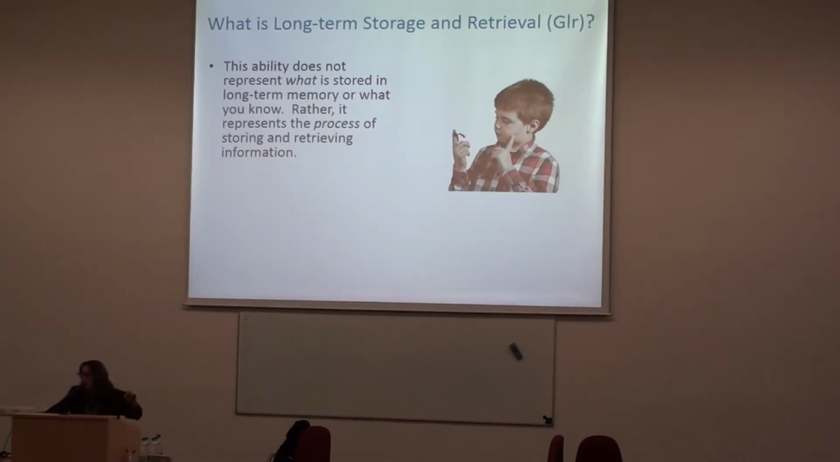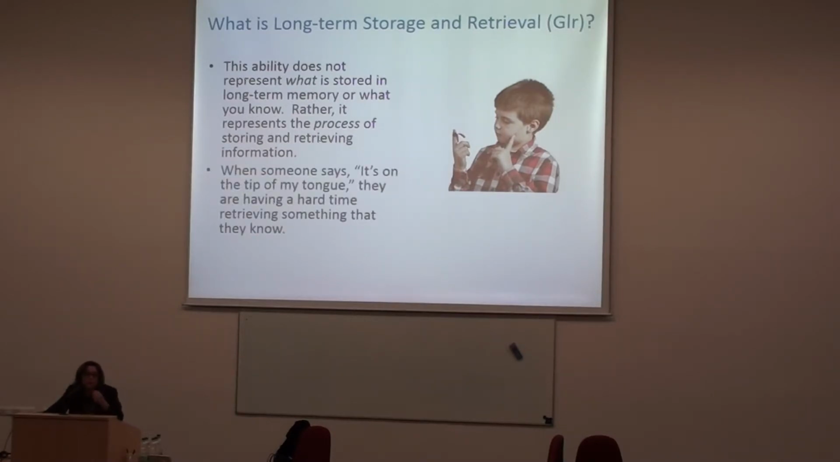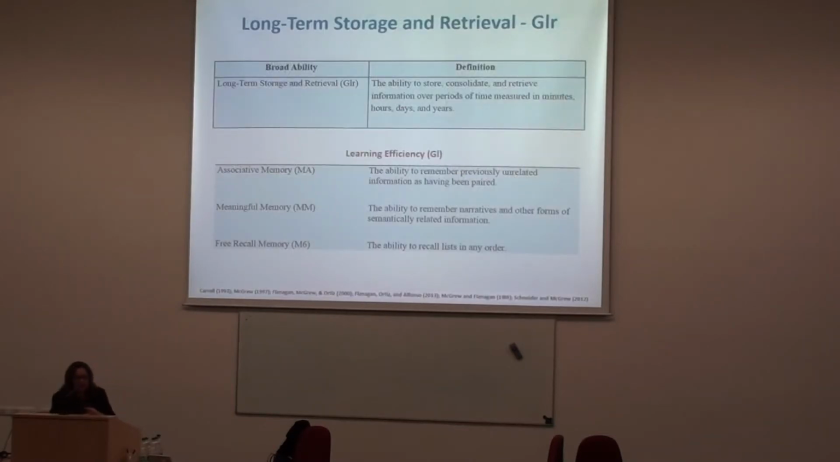GLR is not what is stored. What is stored is GC. GLR is the process of getting the information in there and then retrieving it at a later time. The tip of the tongue phenomenon, if you're familiar with that, you know the name of something, but you just can't retrieve it. It may pop into your mind 2 hours later, right? Individuals with GLR problems experience that all the time. They have a hard time pulling out information, so they often talk around words rather than give you a very specific word, because they're having a hard time retrieving it. So we see some of that.